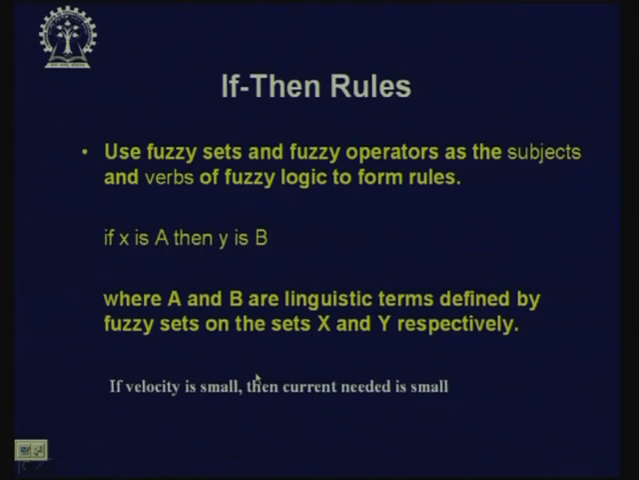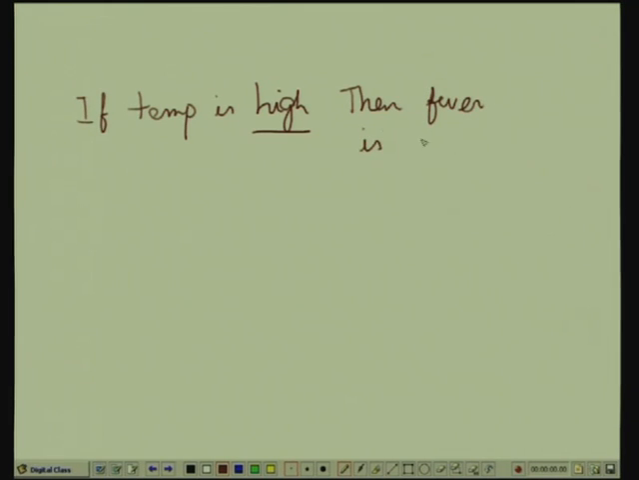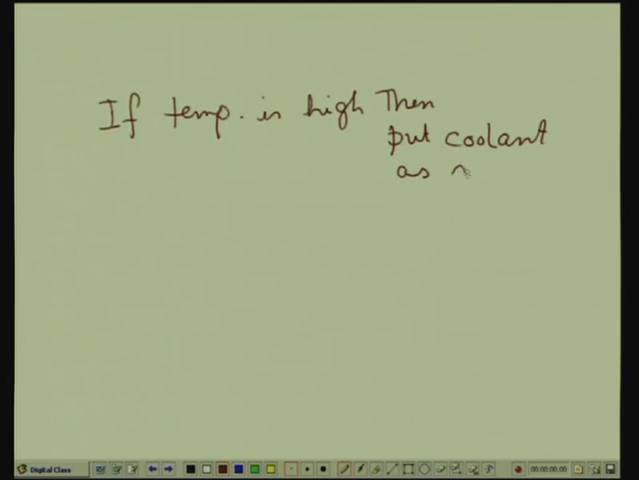So, we can have a couple more examples. If temperature is high, then put coolant moderate.